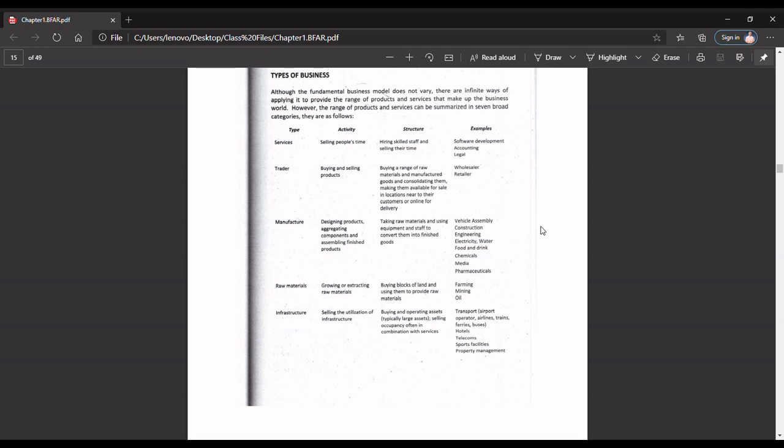Next, we have raw materials. Raw materials involves the growing or extracting of raw materials. Examples include farming, the mining industry, and oil.